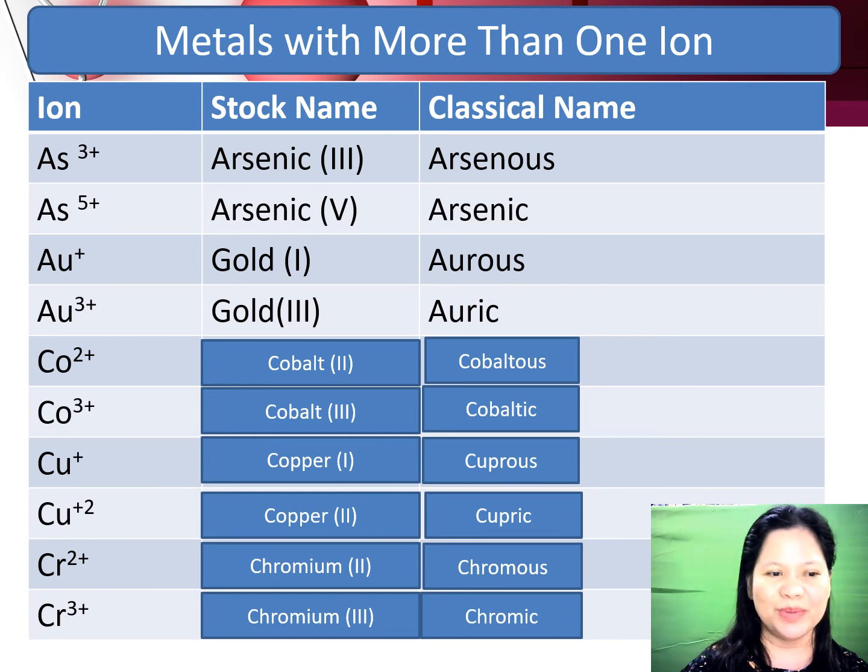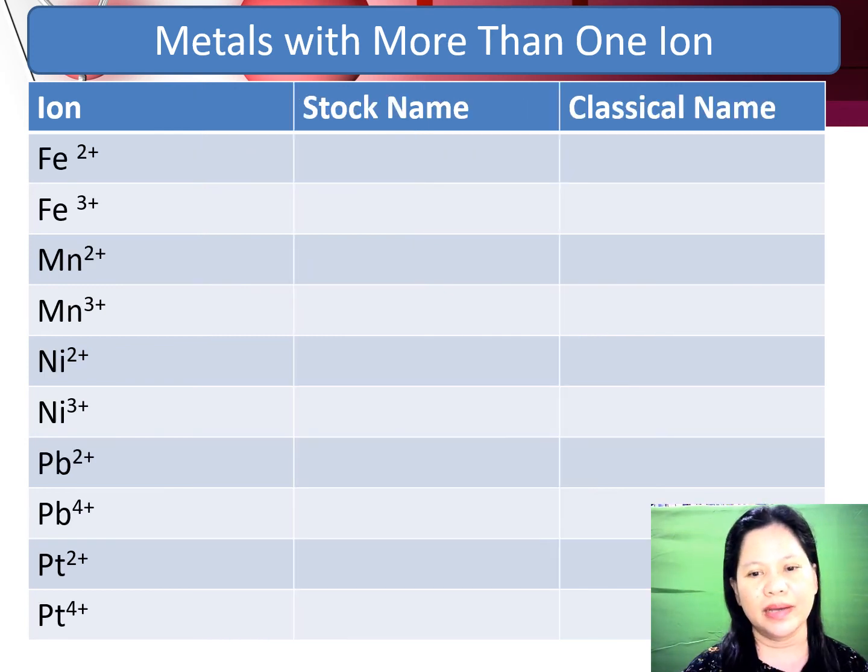Okay, let's have another example. Metals with more than one ion. Maybe you can try this. You write down the stock name and the classical name. Let's see if you can correctly give the stock name and the classical name of the following. So I will leave you for that so that you can practice also giving names of these different ions. Sige. You can message me if you have your answers already.